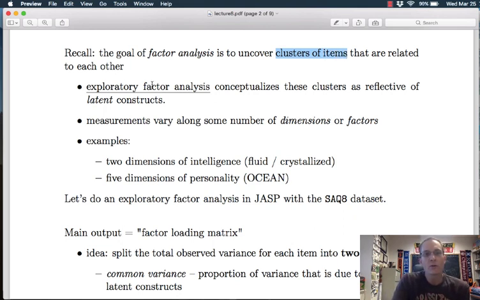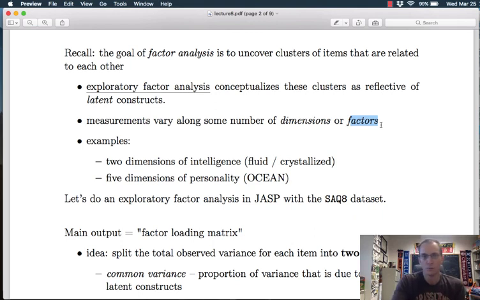What exploratory factor analysis does is it simply takes these clusters and conceptualizes them as reflecting what are called latent constructs. These are sort of hidden underlying psychological constructs that are causing the variation in the items that you're seeing. We say that these measurements then vary along some number of dimensions or factors. We use those two words interchangeably.